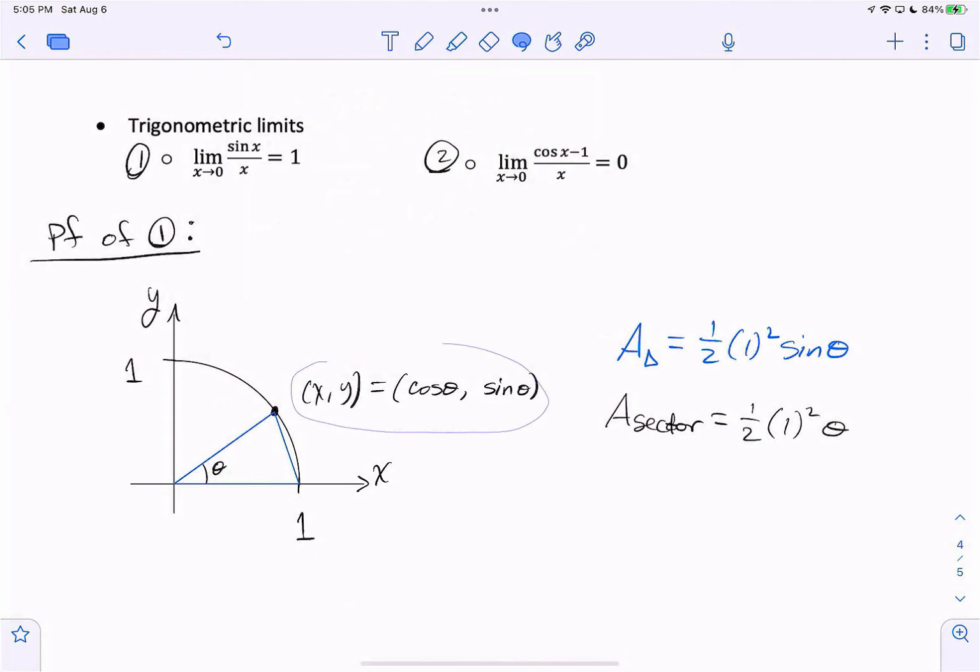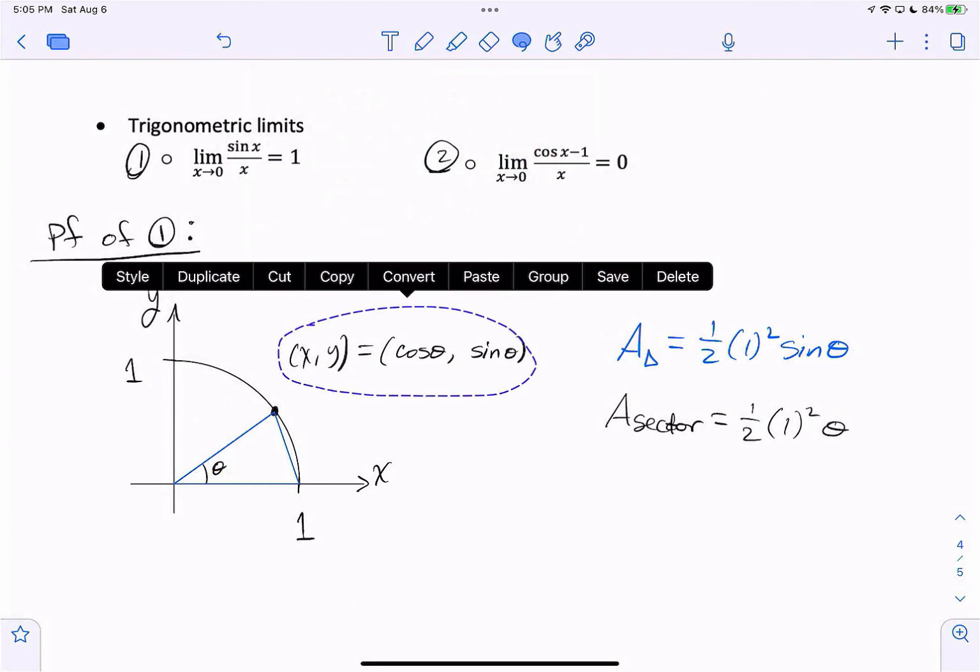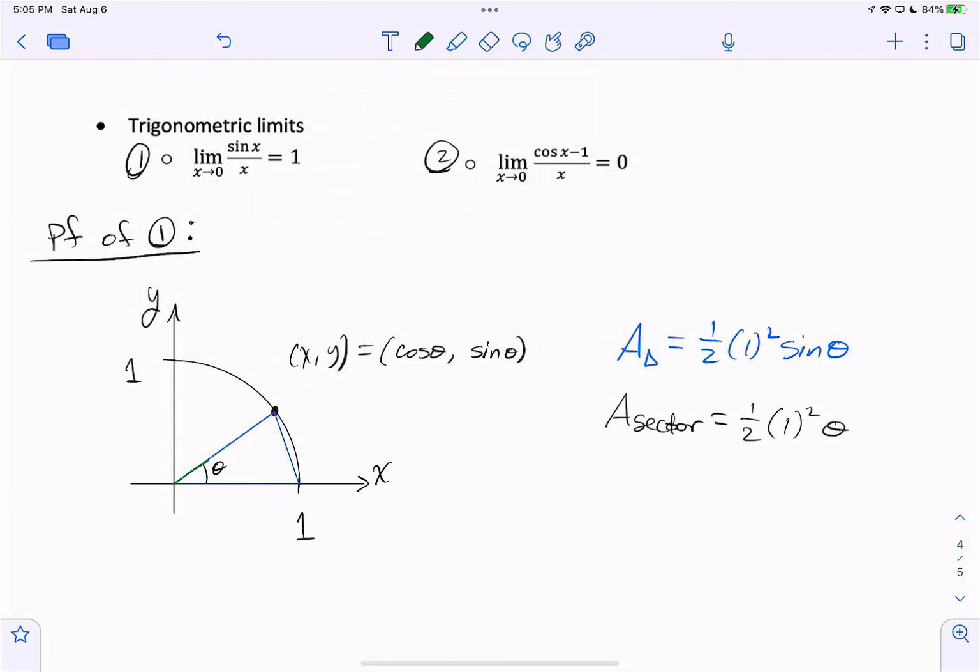Now I'm going to move this label out of the way because I'm going to make another triangle. This one is going to use the angle theta, and it's still going to have a vertex at the point 1, 0, but now this is going to be a right triangle. Now, if I knew the height of this right triangle, then I could find the area of the green triangle and say that it's 1/2 base times height. Well, the base is 1.